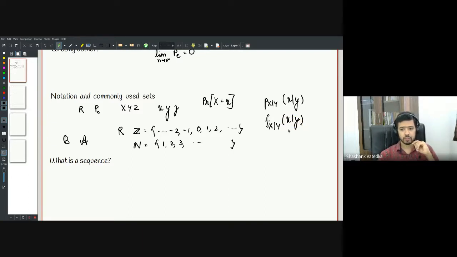If required, you should also revisit your basic probability. What is a probability mass function? What is a probability density function? And the basics of Bayes' rule, what is conditional probability, and so on. You should revisit that by the next class.